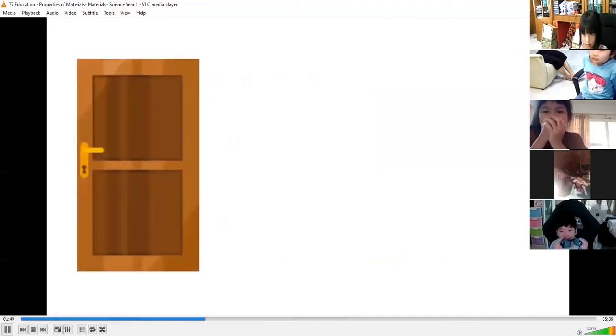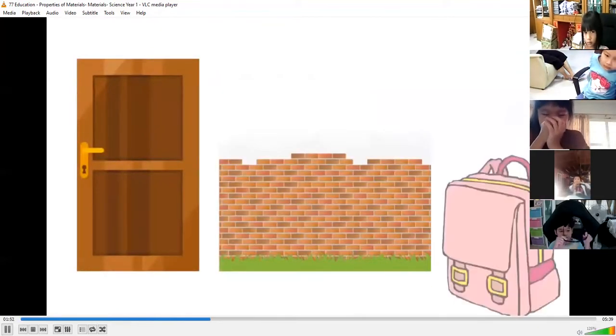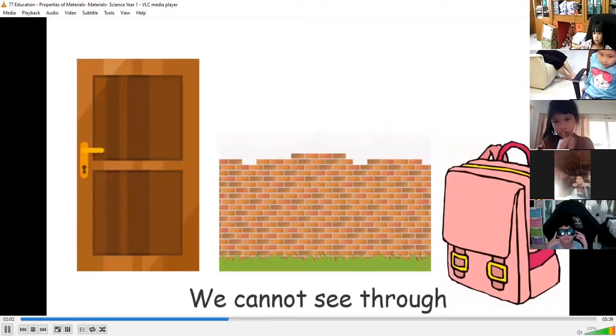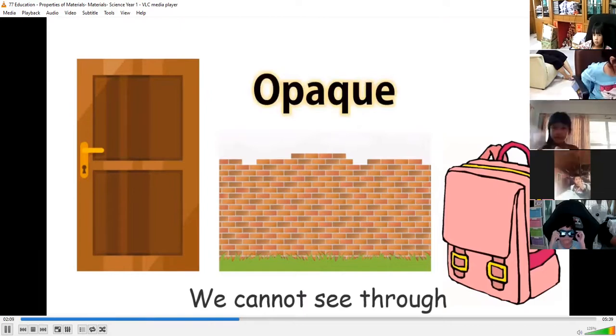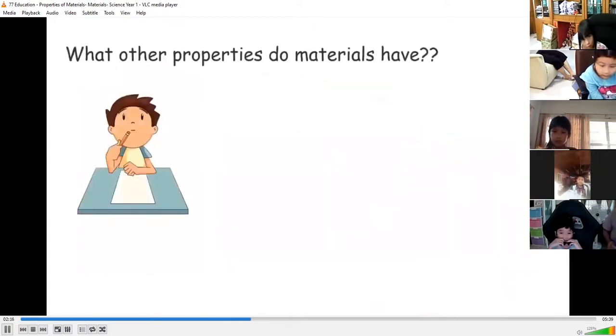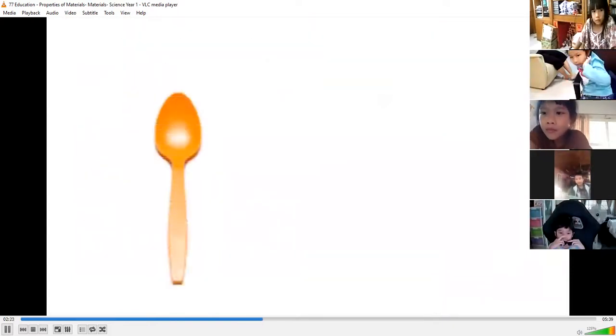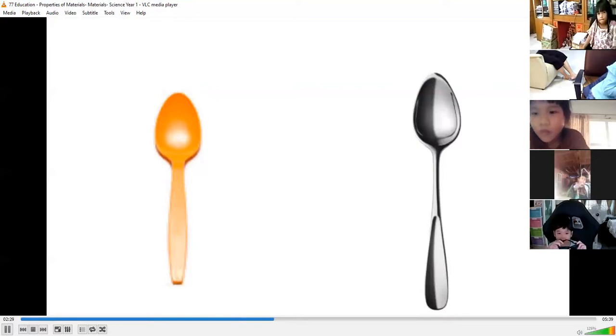Now look at this object. What is behind the door? Not transparent. We can't see through them. Opaque. Not see through them. What other properties do the materials have? Look at this plastic spoon. And metal is strong. Metal is strong. Plastic is weak.